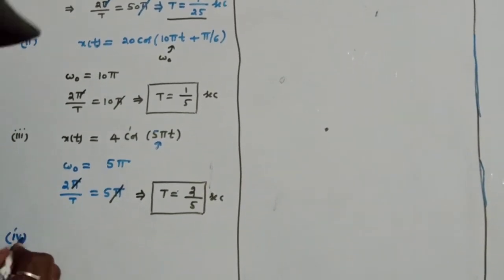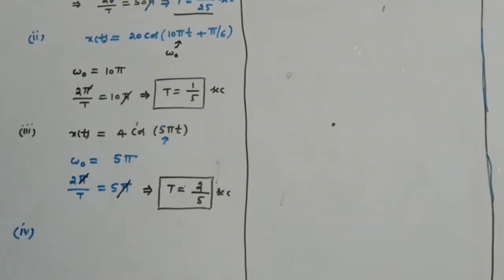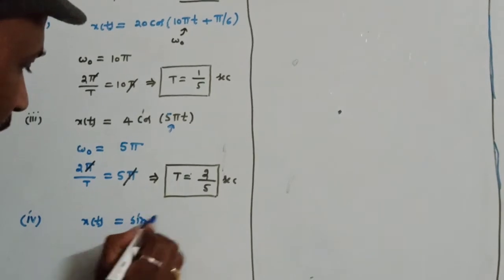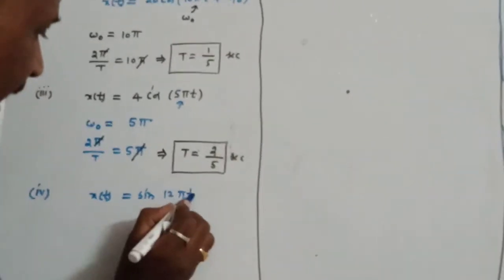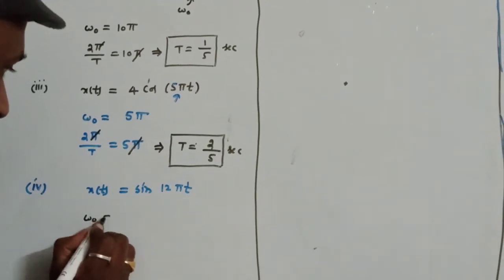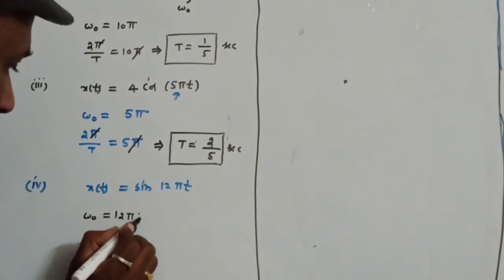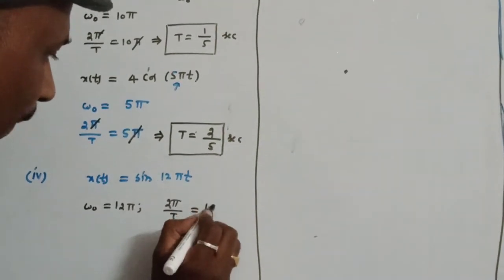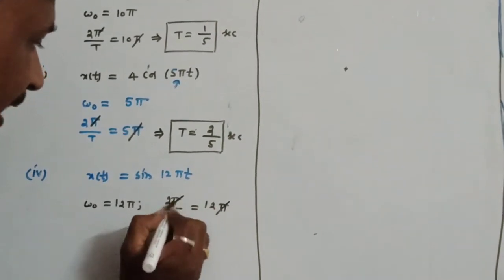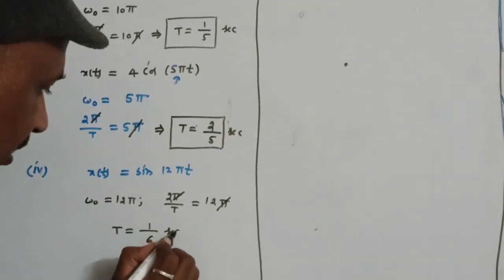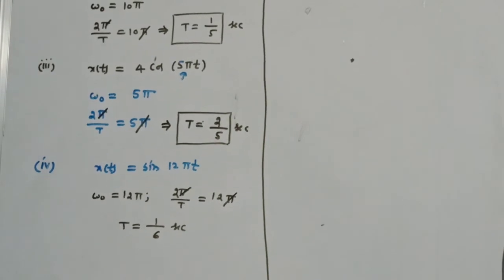Let us take the fourth example. The fourth example is x of t is equal to sine 12 pi t. So what is the answer? Omega 0 is equal to 12 pi. From this, 2 pi by capital T is equal to 12 pi. So cancel out pi and pi. T is equal to 1 by 6 seconds. So this is the answer for this problem.